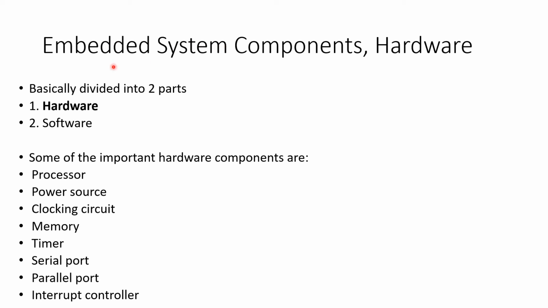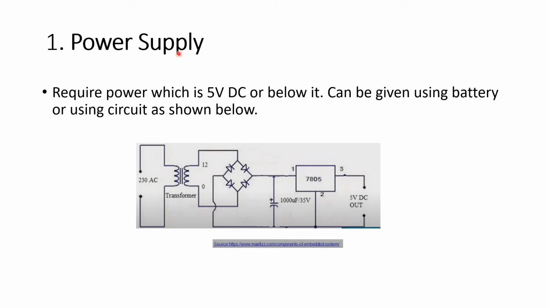Basically, embedded system components are divided into two parts, the hardware and the software, and some of the important hardware components are given here: processor, power source, clocking, memory, timers, serial ports, parallel ports, and interrupt controller. The block diagram of this we have seen in the previous section. Now, briefly, we have to see each of the hardware components present in the embedded system. So the first component is the power supply.